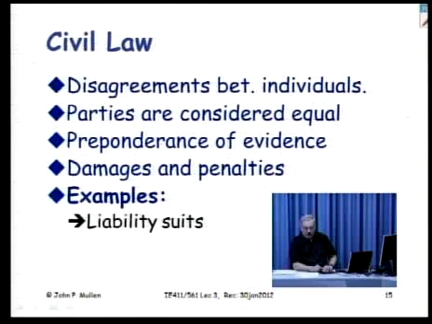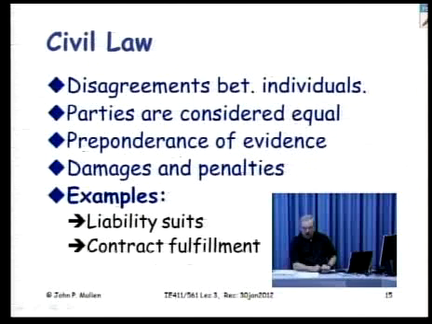And examples we have are liability suits. We hear about them every once in a while. Okay. And another one that comes up is contract fulfillment. People thought that everything was written down, and then it gets to some point and they realize that they had two different ideas about what was going to happen. And this stuff ends up in the jurisdiction of civil law.